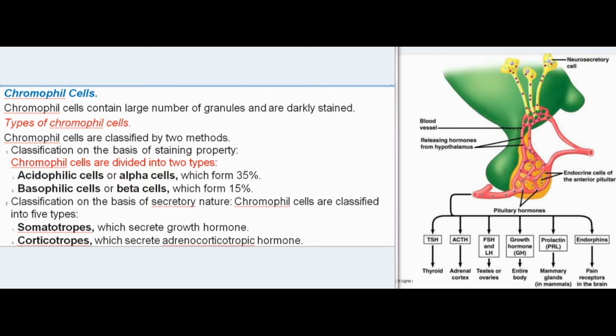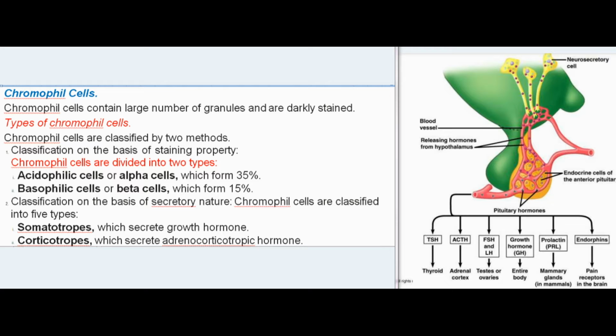Types of chromophil cells. Chromophil cells are classified by two methods. Classification on the basis of staining property. Chromophil cells are divided into two types: acidophilic cells or alpha cells, which form 35%, and basophilic cells or beta cells, which form 15%.